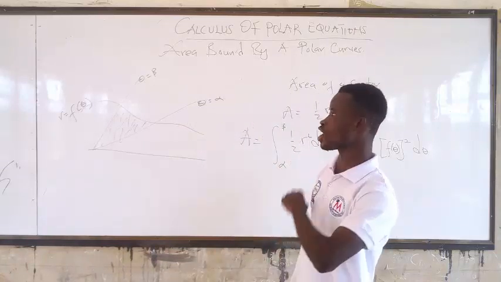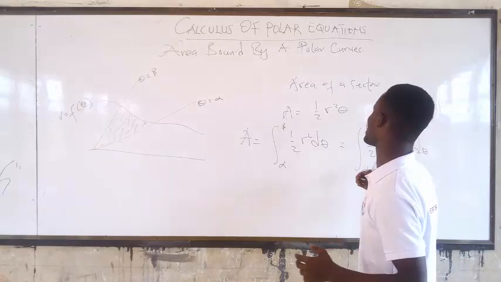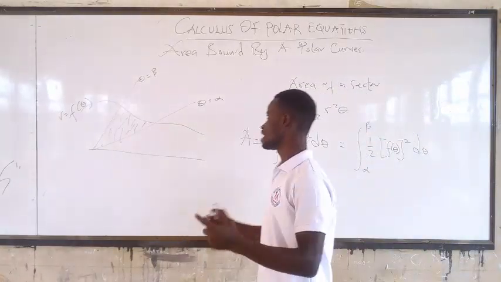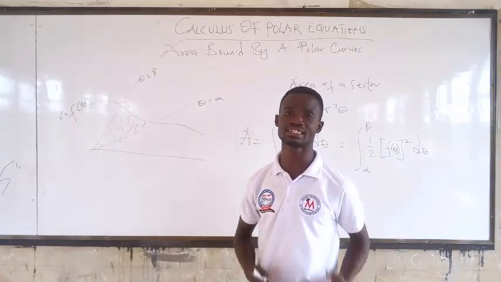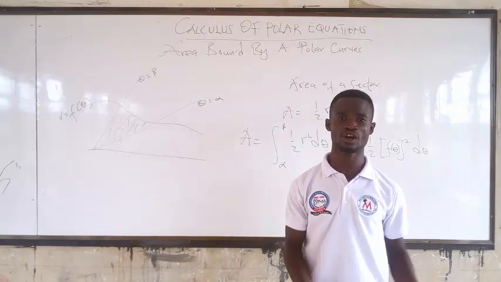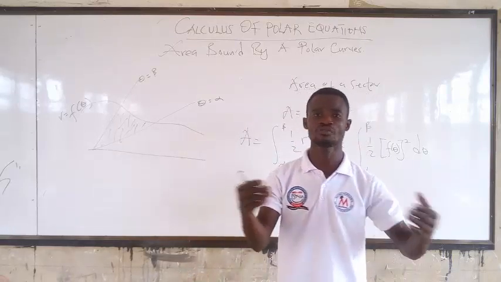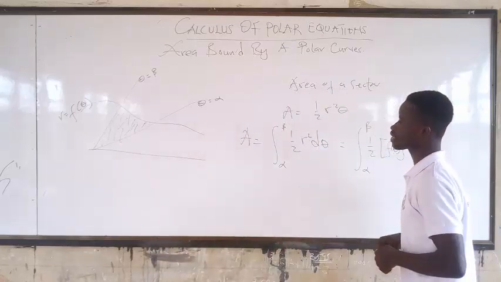Alright? So before that, let's look at the area bound by polar curves. The area bound by the polar curves is what is going to bring the integration in. Because when we talk of integration, we are talking of what? Area. And when we talk of differentiation, we are talking of what? Slope. So that is what it will be bringing in.